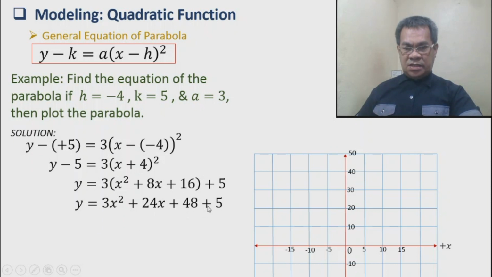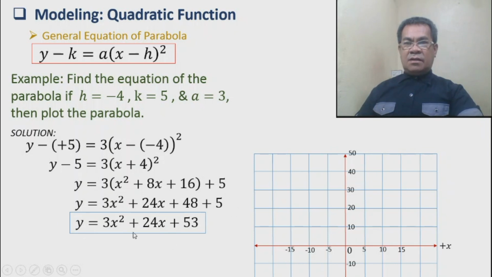So we can combine these two constants. So we come up with the quadratic function. The function of x is 3x squared plus 24x plus 53. So therefore a is 3, b is 24, and c is positive 53. So b also is positive in this case.